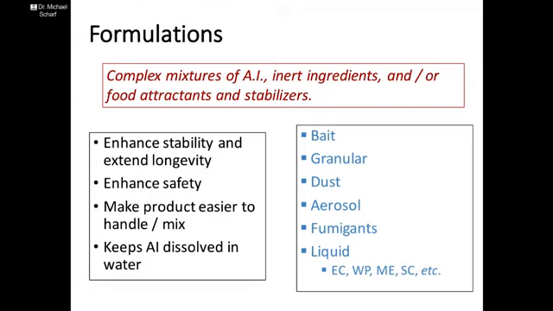But we'll just say that formulations are complex mixtures of the active ingredient, inert ingredients, food attractants in the case of baits, and stabilizers. Formulations are really complex mixtures of which only a small proportion is the actual active ingredient. These things enhance stability. Formulations enhance stability and extend longevity. They enhance safety for the applier. They make the product easier to handle and mix. For example, getting that oily insecticide to dissolve in water. That's the formulation. The formulation helps to make that happen.